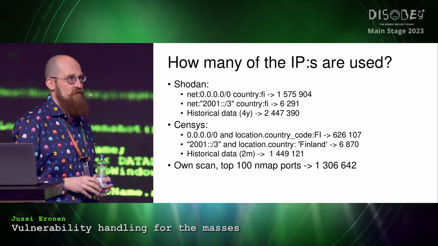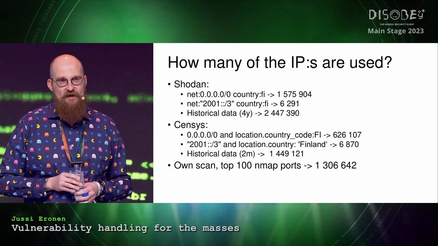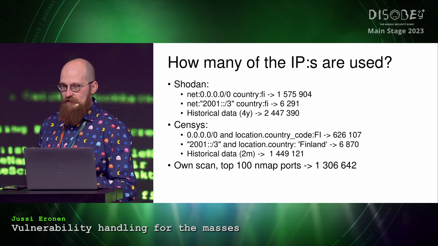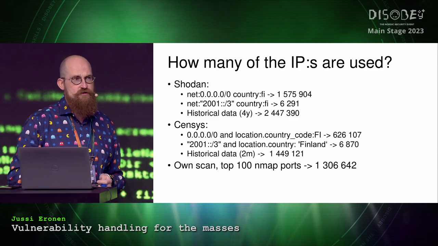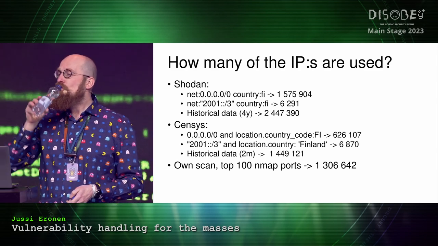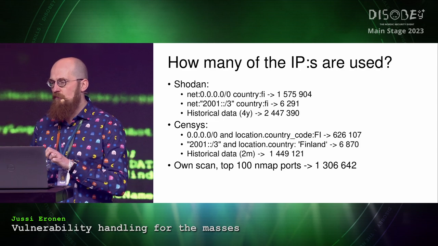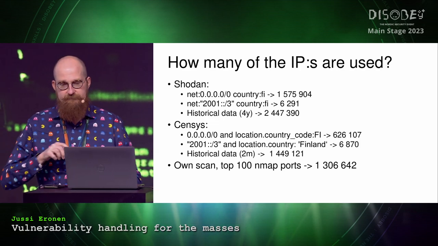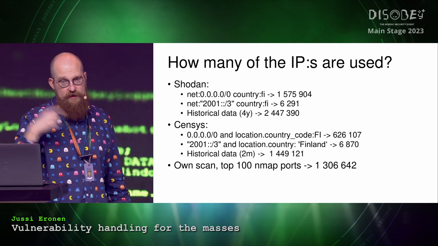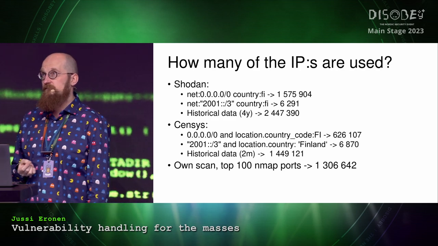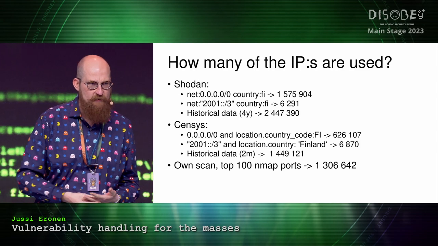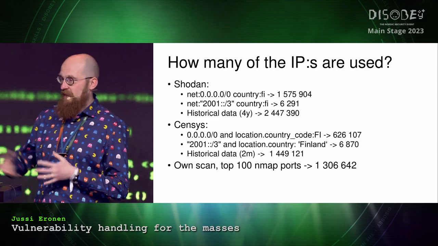The next obvious question is, you didn't talk about IPv6, and which of these IPs are actually used? Well, there's a comparison. I've been using two commercial services, Shodan and Censys, which are basically IP search engines, to look at how many IPs they currently have in their databases. I've had the privilege of looking at raw scanning data from each of these services, and I performed a countrywide search for the top 100 ports as specified by Nmap on Monday. And here are the numbers.